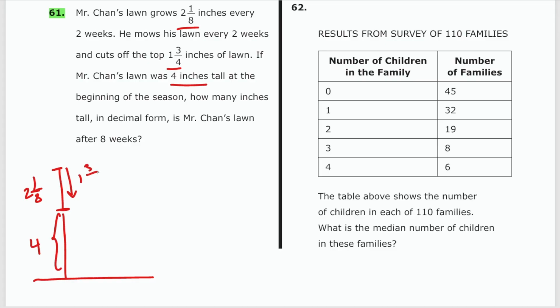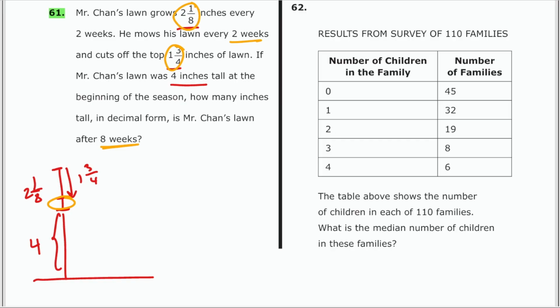So this is 1 3/4, and whatever is that remaining piece here gets added. That remaining piece gets added 4 times. Why 4 times? Because we need to find out the length after 8 weeks, and this whole dynamic of 2 1/8 and 1 3/4 is every 2 weeks. So therefore, this dynamic happens 4 times.